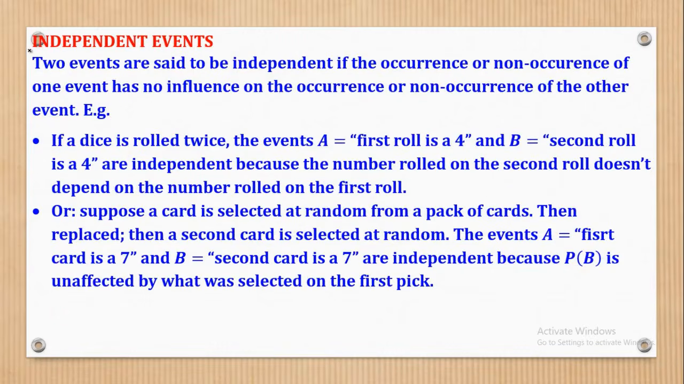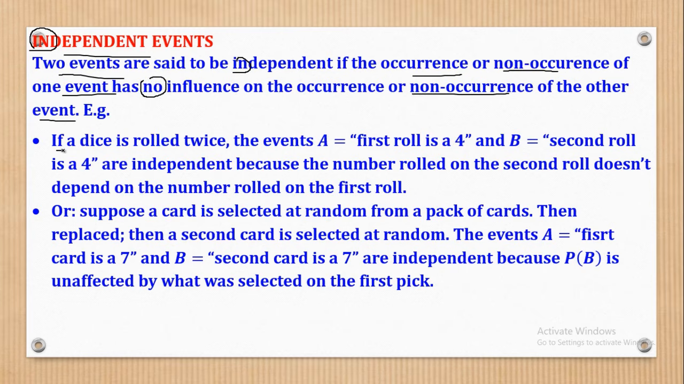So we have been dealing with dependent events, but now we are going to what we call independent events. Under dependent, we saw that the occurrence of one event affects or influences the occurrence of the other. Therefore, for independent, it is the opposite. Two events are said to be independent if the occurrence or non-occurrence of one event has no influence on the occurrence or non-occurrence of the other event.